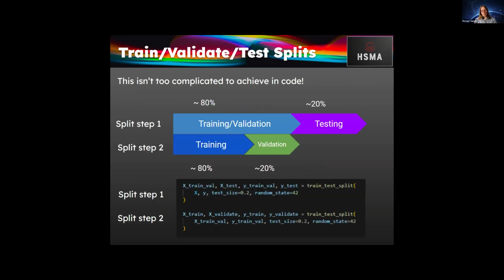Good thing is, this isn't complicated to achieve in code. So you just split twice. You create your training and validation set, and you create a testing data set using the train test split. Out of that, we get 4 variables. We got what I've called xtrain and val, xtest, ytrain and val, and ytest. I then just pass in this training and validation set, this big 80% over here. I pass it in again, and this time I split it into my xtrain and xvalidate, my ytrain and my yvalidate. And I've now got the different data sets that I can use, my training, my validation, and my testing.